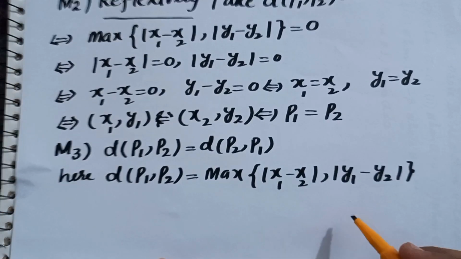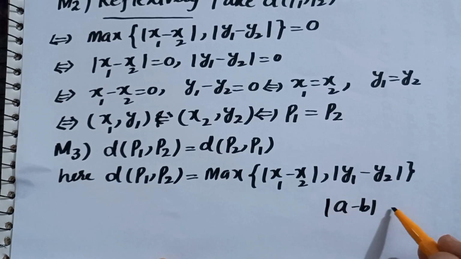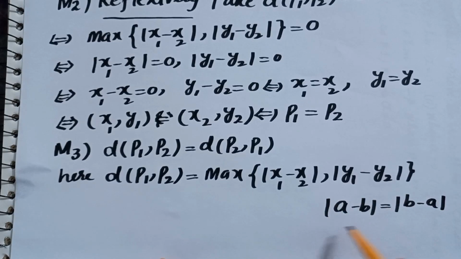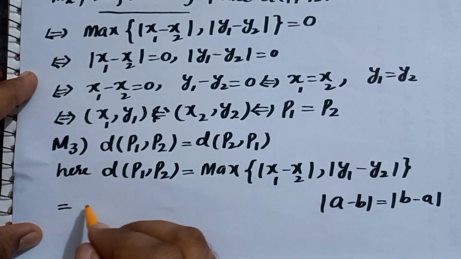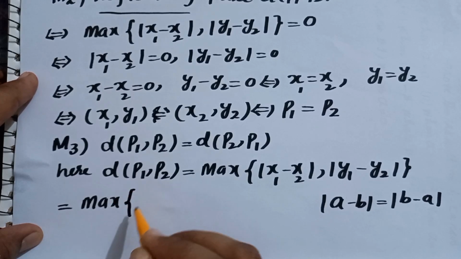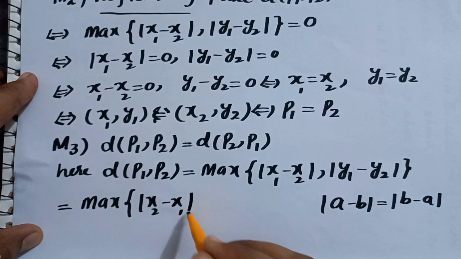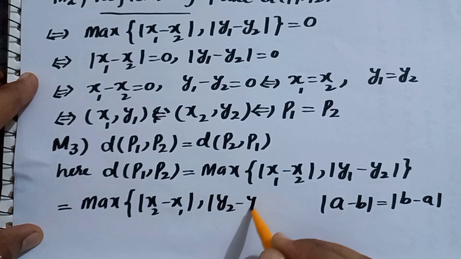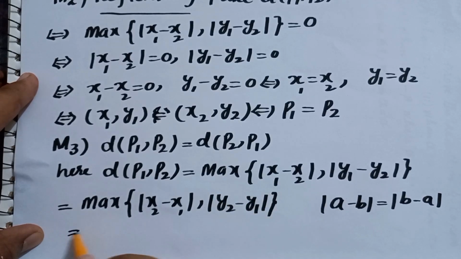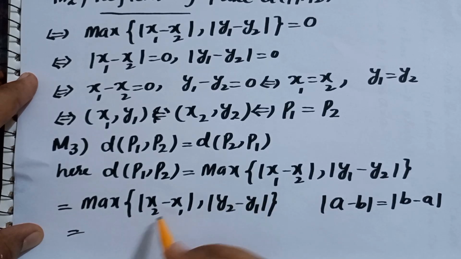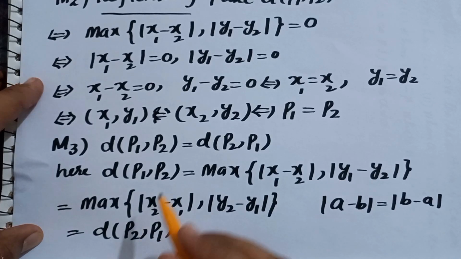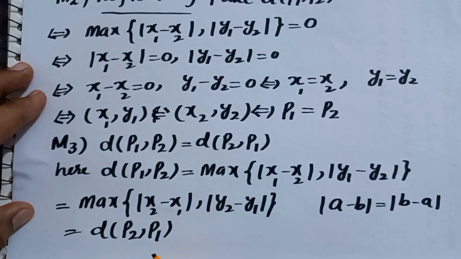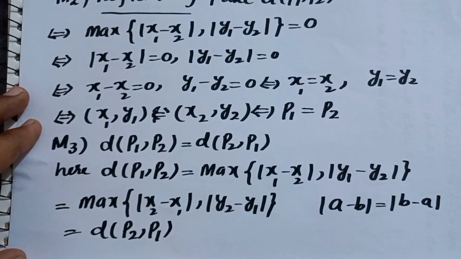We know that the absolute value of a minus b is the same as the absolute value of b minus a. This formula you know from calculus. So this can be written as the maximum of the absolute value of x2 minus x1 and the absolute value of y2 minus y1. So by changing the values, this becomes d of p2 to p1, and that was required. Now the last one is an important property of metric spaces, that is the triangle inequality.